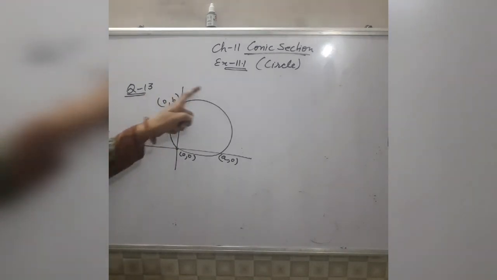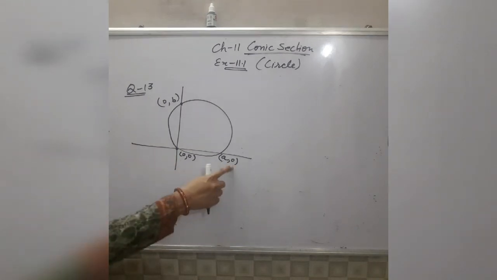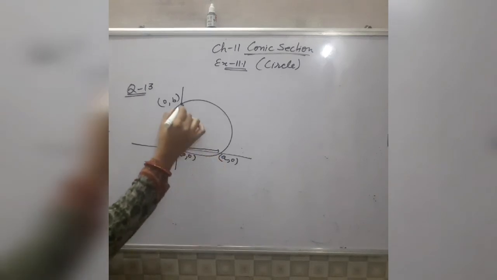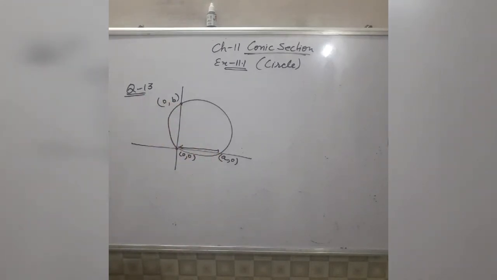So the circle passes through these 3 points. One is the origin 0 comma 0, second is a comma 0, and third is 0 comma b. This is known as intercept. This is the x-axis intercept, this is the y-axis intercept, and we have to find the equation of the circle.